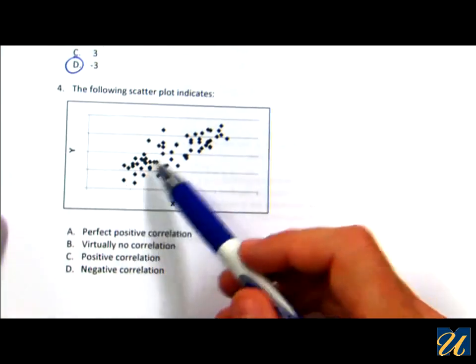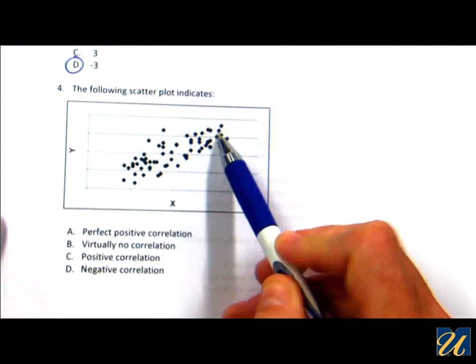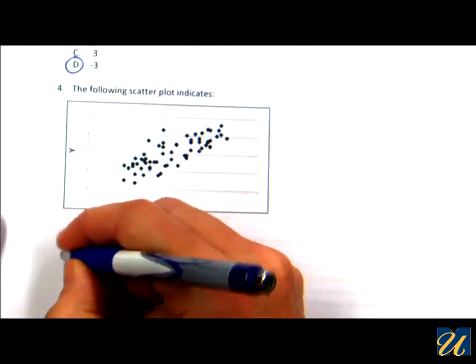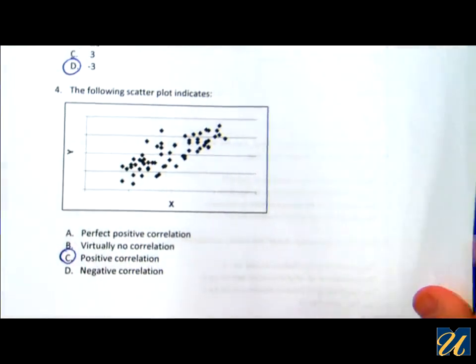When we have a scatter plot that looks something like this, we see that the points are close to each other. They follow an upward direction from left to right, so this indicates a positive relationship, and in this case it would be a positive, strong relationship.